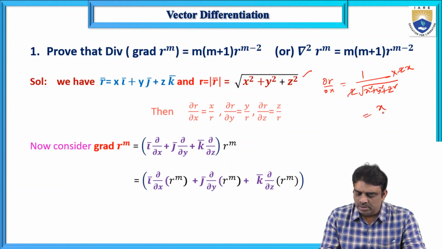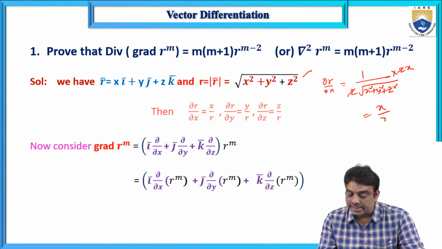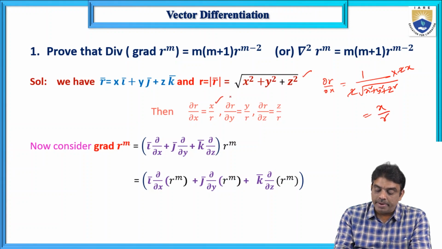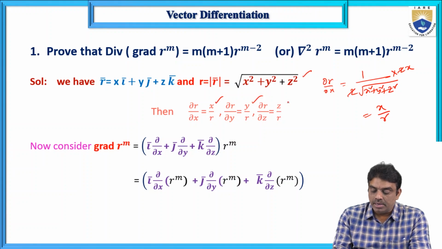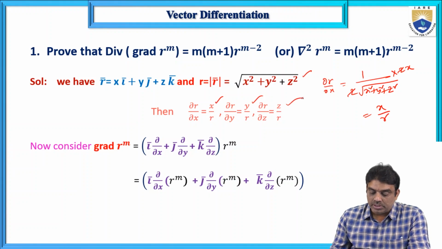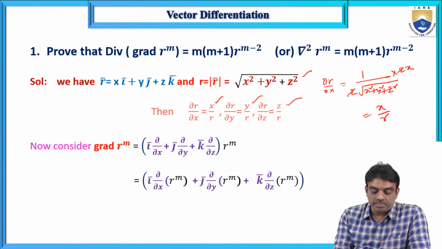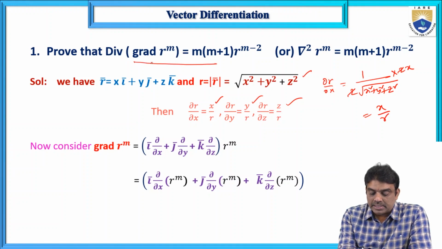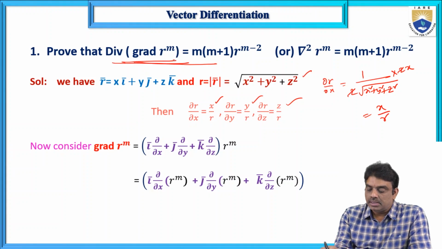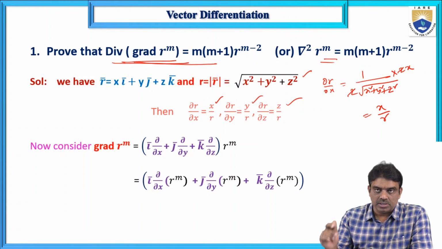The value is ∂r/∂x = x/r. Similarly ∂r/∂y = y/r, and ∂r/∂z = z/r. Now I am considering grad r^m. I am proving using the divergence of grad first, then we will see del square. Both are the same. We can find it like this or like this also.